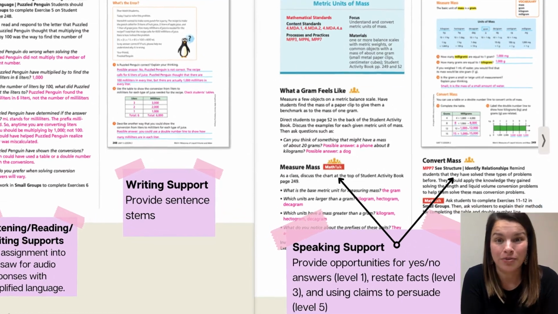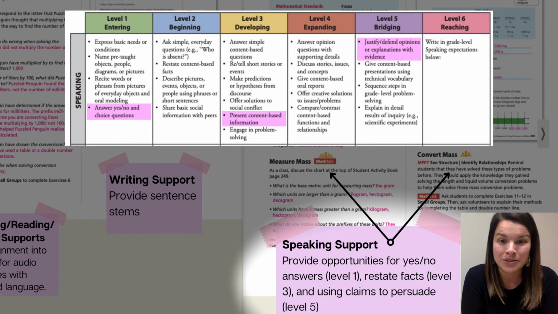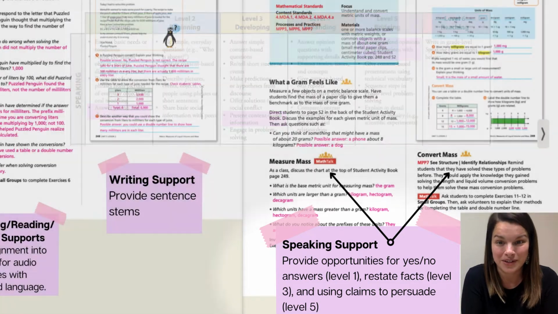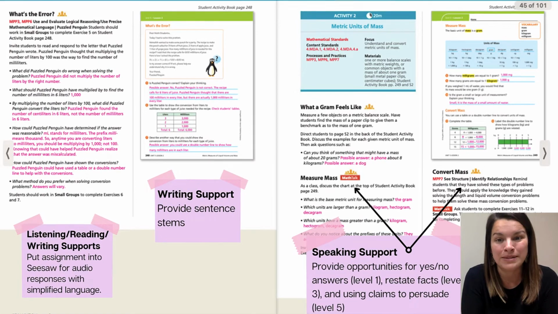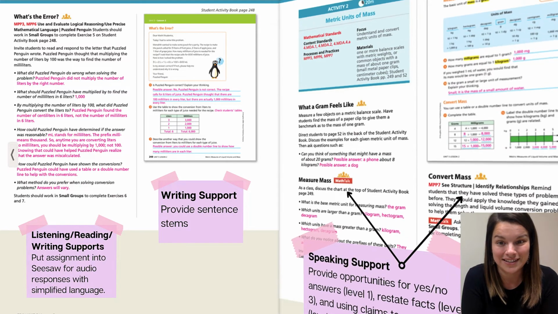Math talks are spread out throughout all of Math Expressions. It's important that I plan different opportunities for students to respond during class conversations. I intentionally provide different levels of spoken support for students, including providing opportunities for yes and no answers, simply restating facts, or using claims to persuade other students. When I take time to intentionally plan how I'm adapting my lesson to meet the needs of all of my students, I'm allowing all students access to this conversation.